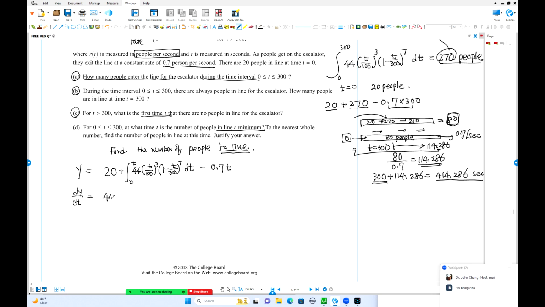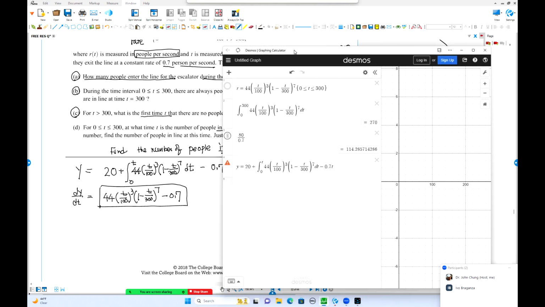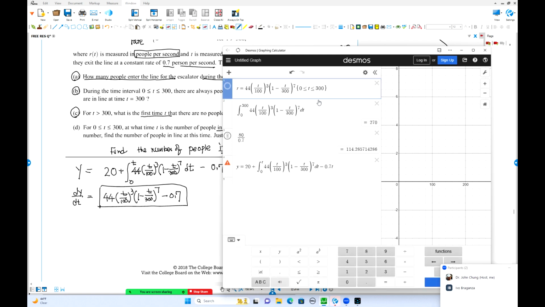After you got this one, 44 times t over 100 cubed, 1 minus t over 300, times 0.7. Are you okay with this? This is the y prime, that's the rate. We already got the graph of this one, the R over here. Over here, we take 0.7, okay?